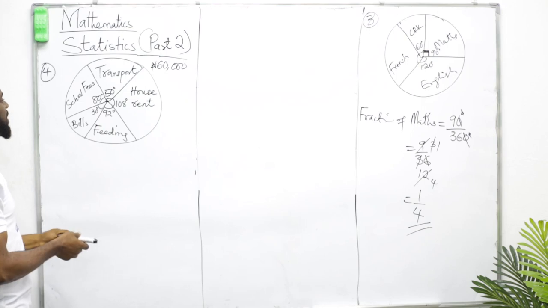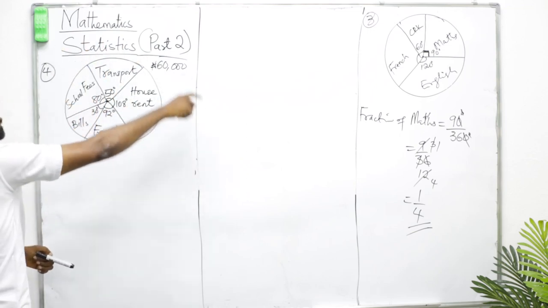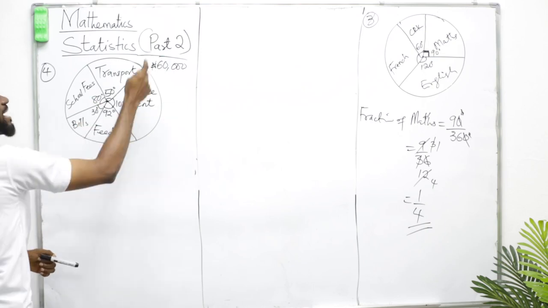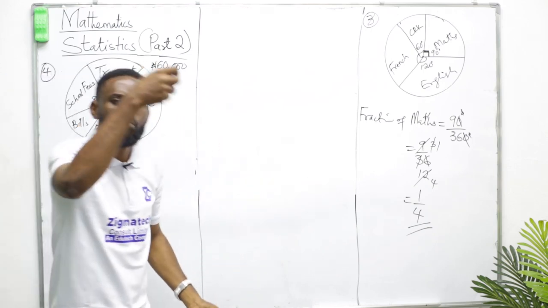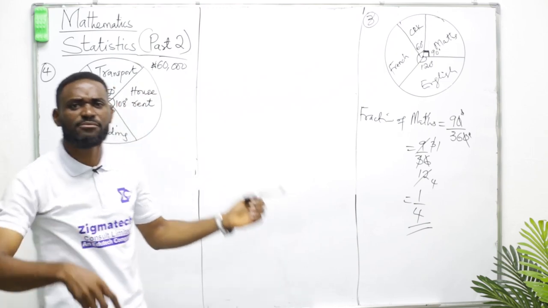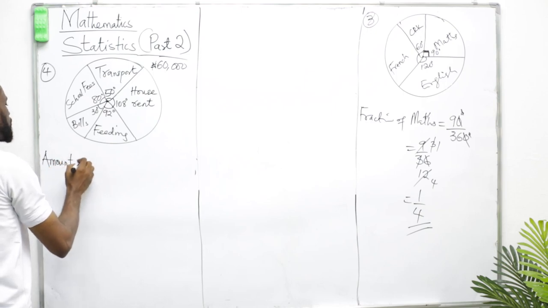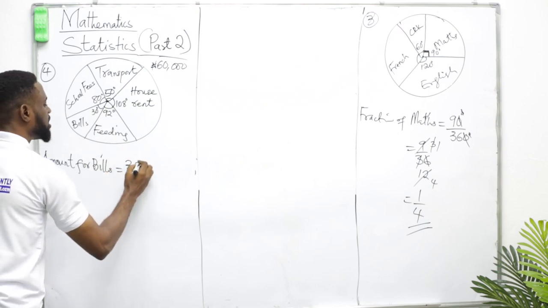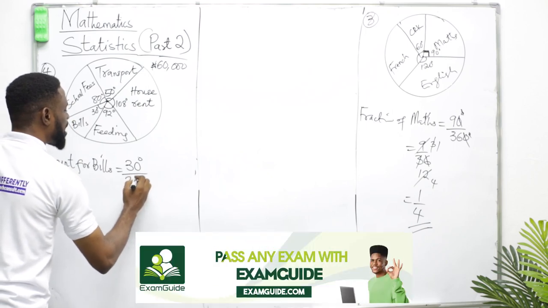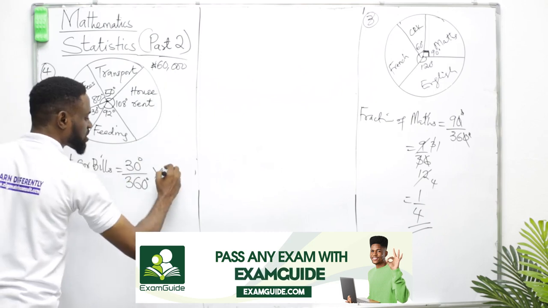How? Simply divide the angle for bills, which is 30 degrees, by the total number of angles, which is 360, then multiply it by the amount for the month. A fraction will come out of what he spends from that 60,000 naira for bills. So this will mean the amount for bills will be equal to the angle for bills, which is 30 degrees, divided by the total angle 360 occupied by this pie chart, multiplied by his income, which is 60,000 naira.